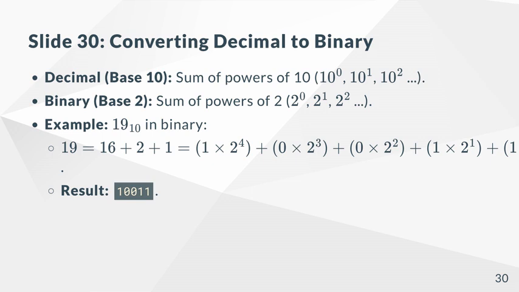To understand the conversion, look at the patterns. Decimal is a sum of powers of 10, while binary is a sum of powers of 2. In this diagram, the decimal number 19 is broken down into 16 plus 2 plus 1. In binary terms, that's 1 times 2 to the power of 4, 0 times 2 to the power of 3, 0 times 2 to the power of 2, 1 times 2 to the power of 1, and 1 times 2 to the power of 0. By looking at those coefficients, 1, 0, 0, 1, 1, we get our binary representation.